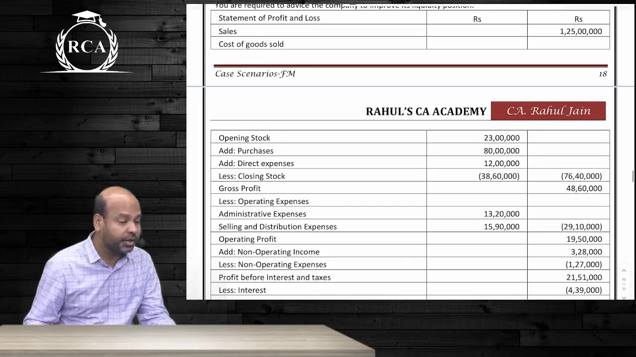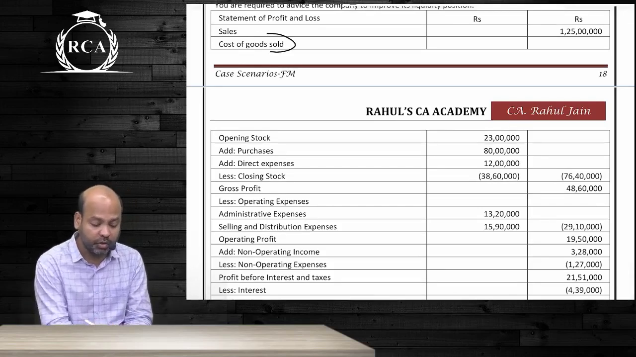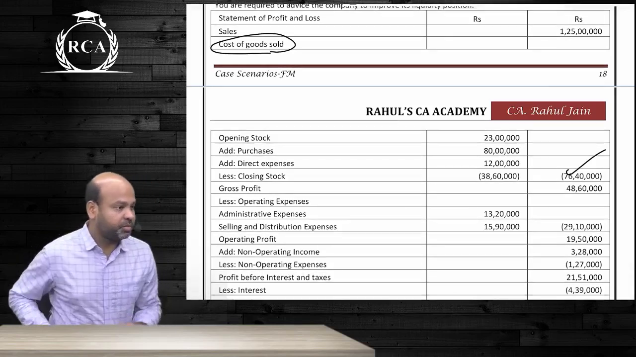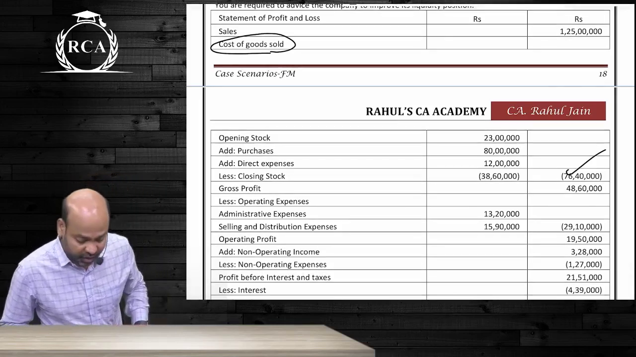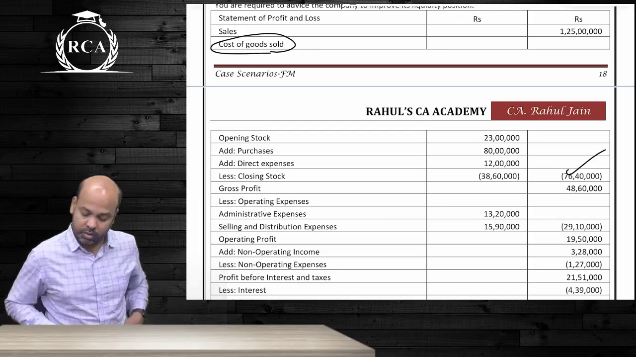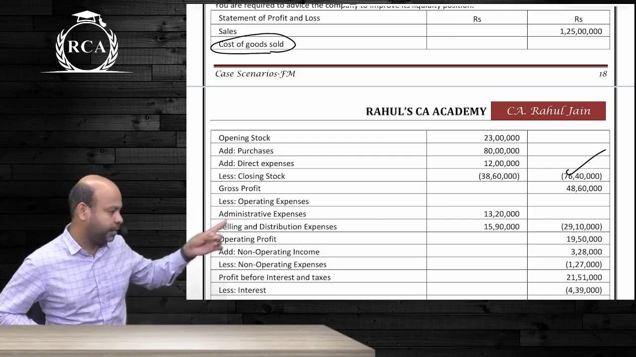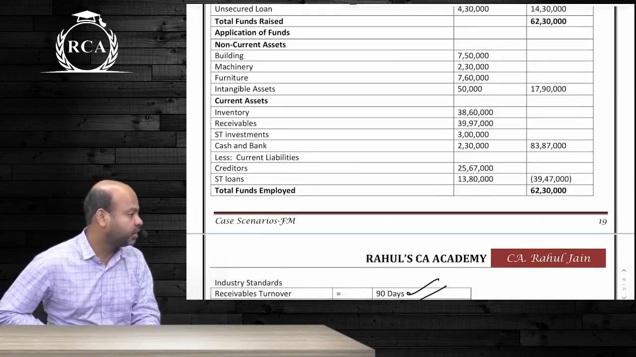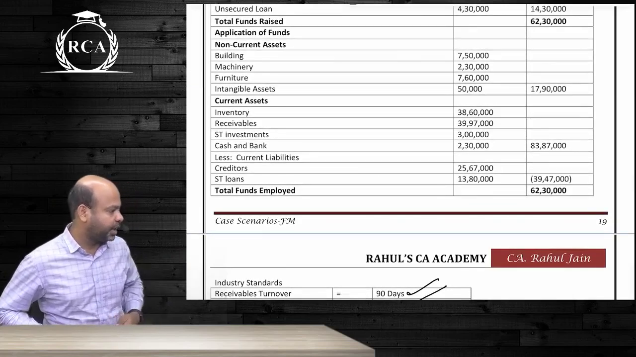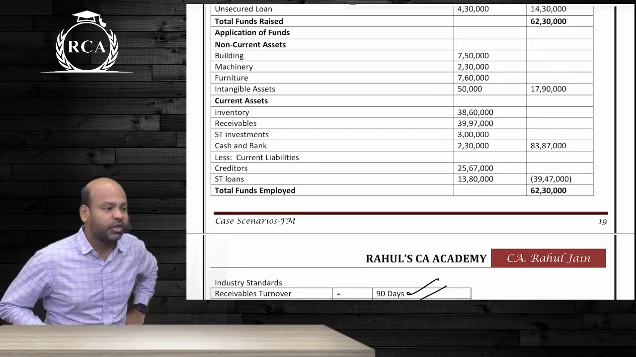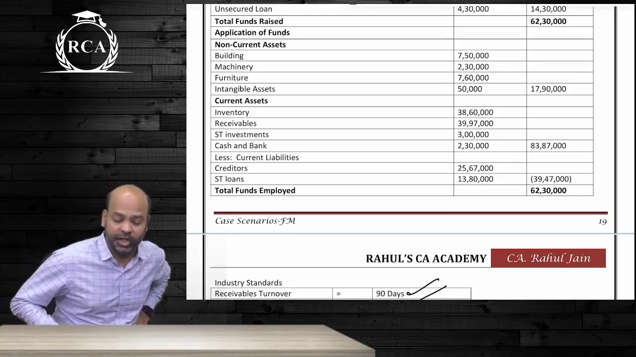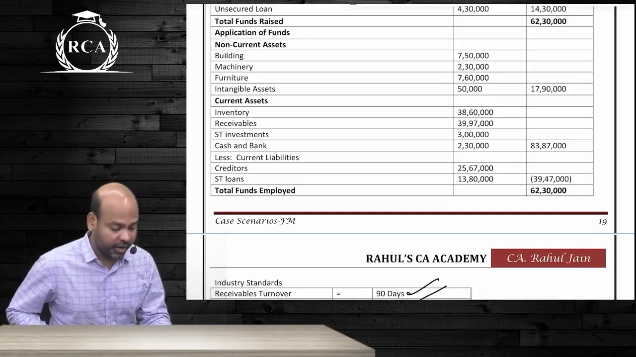It is given in the question. What are you computing? Look at the heading: cost of goods sold 76 lakhs, sales minus 76 lakhs 40,000 is giving us the amount. What is the closing stock, that is also here, or you can pick up from the balance sheet also, your wish. Closing stock is 38 lakhs 60,000; the balance sheet will have the same. Yes or no? Can you divide COGS by closing stock and tell me how much is your inventory turnover ratio?